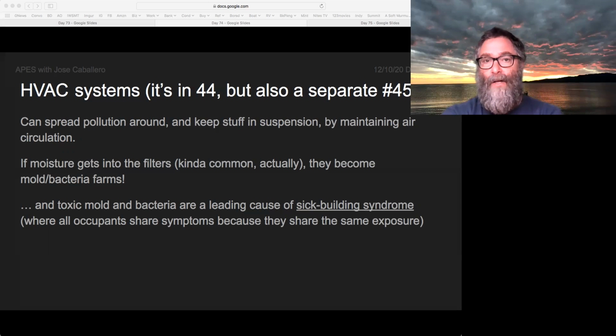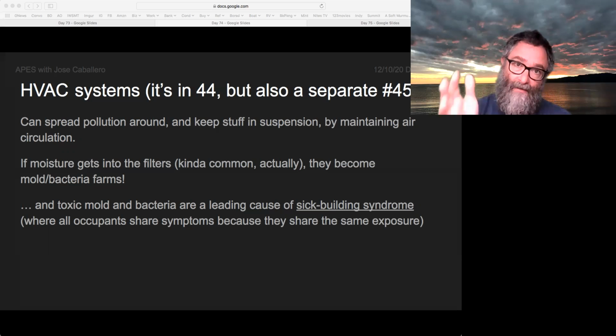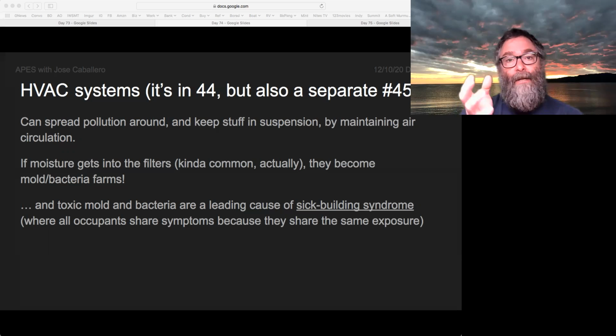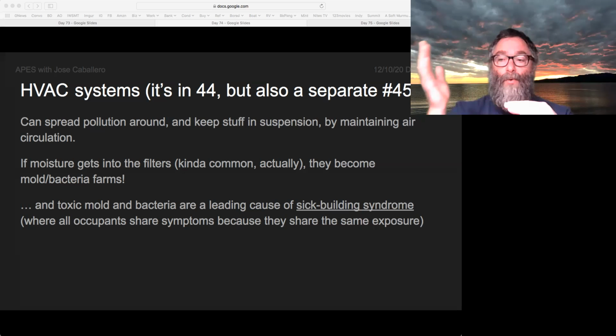These are actually responsible for a whole bunch of problems, and most of us don't pay enough attention to our HVAC systems. They keep stuff moving because the air doesn't settle. And they might take pollution that affects one room in the house and spread that around throughout the whole house. Plus, as moisture builds up, even from condensation on those filters, because you're moving all these spores and stuff, you tend to start farming mold and bacteria on the filters.